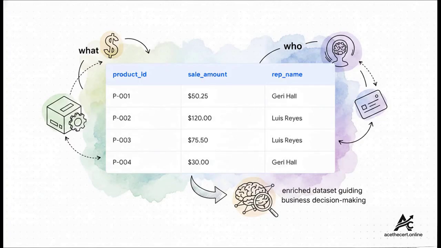And voila, look at that. Here's our results. We now have one single table that has everything we need. It combines the what from the sales table, the product and the price, with the who from the employee table, the name of the sales rep. We've basically created a brand new, much richer data set from two separate ones.